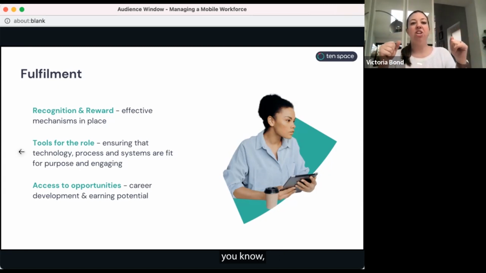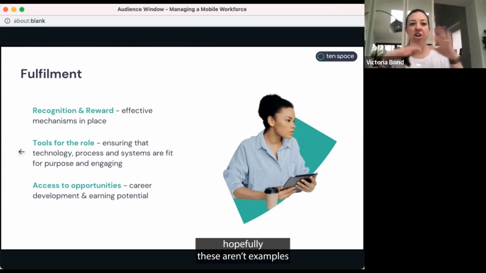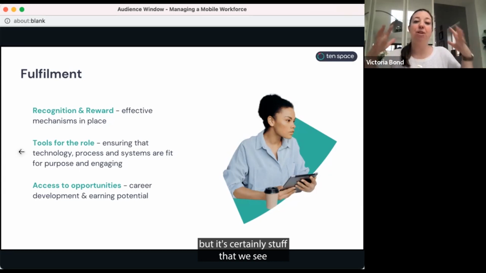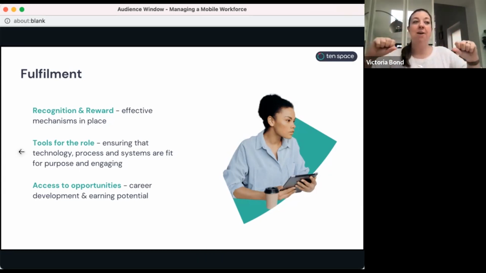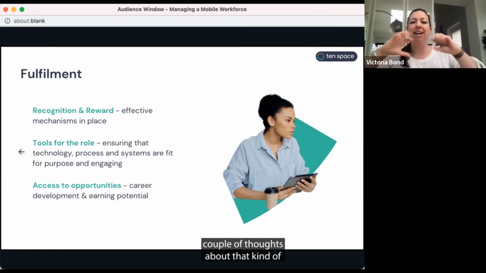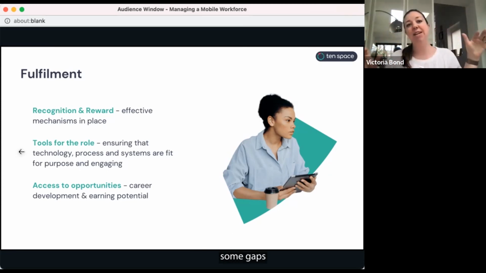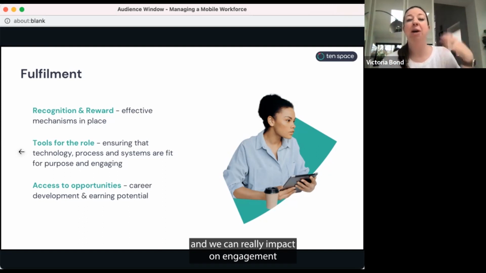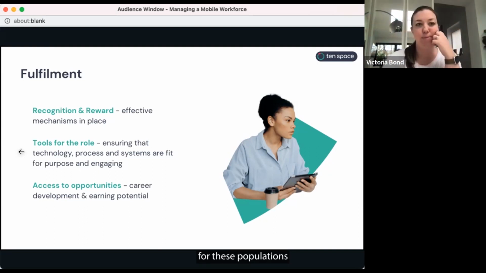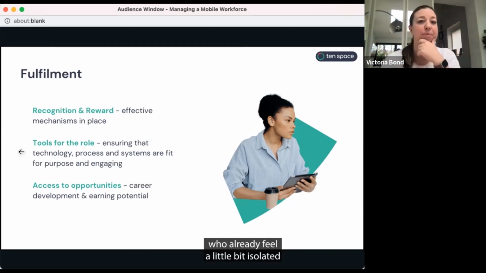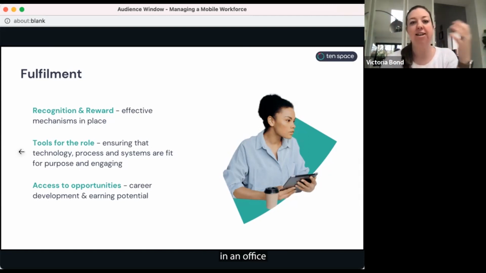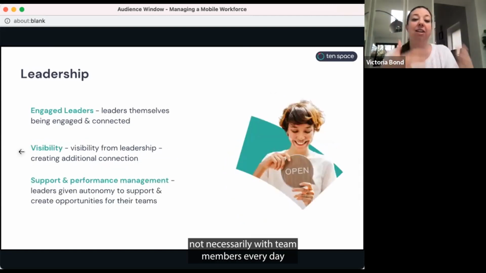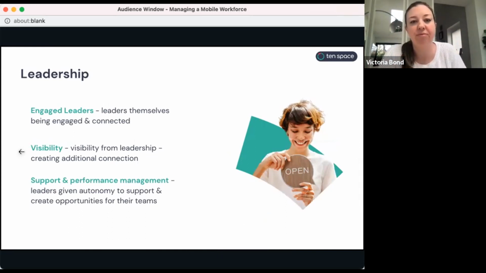And again, hopefully these aren't examples that are happening in your organisation, but it's certainly stuff that we see. I'm hoping it's prompting a couple of thoughts about where some gaps and chasms can open up, and we can really impact engagement for these populations who already feel a little bit isolated because they aren't in an office, or they're not necessarily with team members every day.